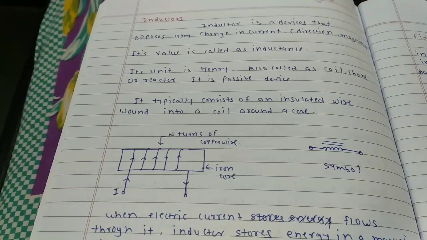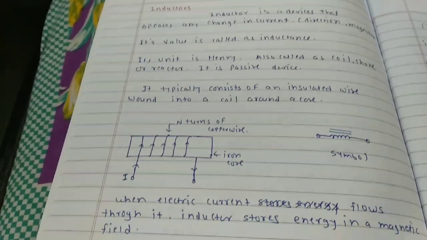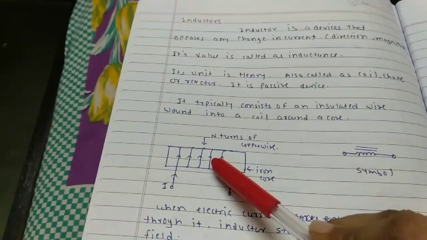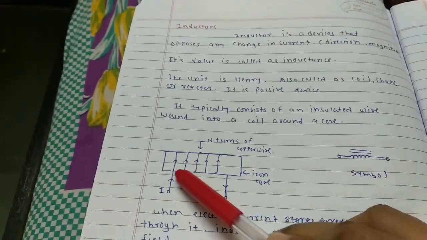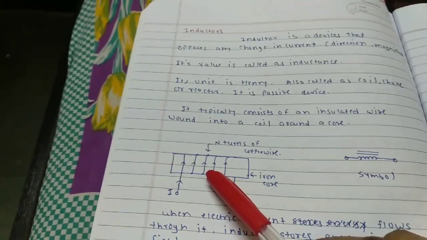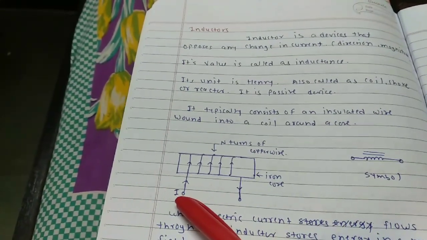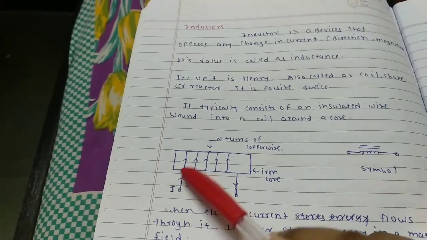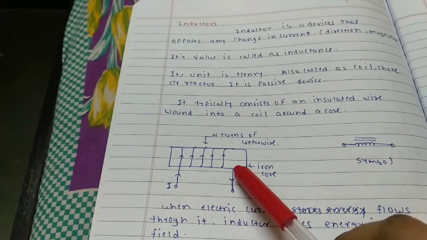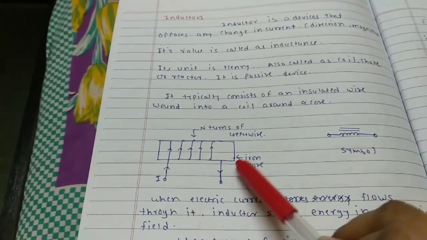The inductor typically consists of an insulated wire wound into a coil around a core. So this is an iron core, and an insulated copper wire is wound on this iron core. It has N number of turns, where N is any number, and when a current starts to flow through it, the inductor stores energy. This is a simple construction of an inductor.